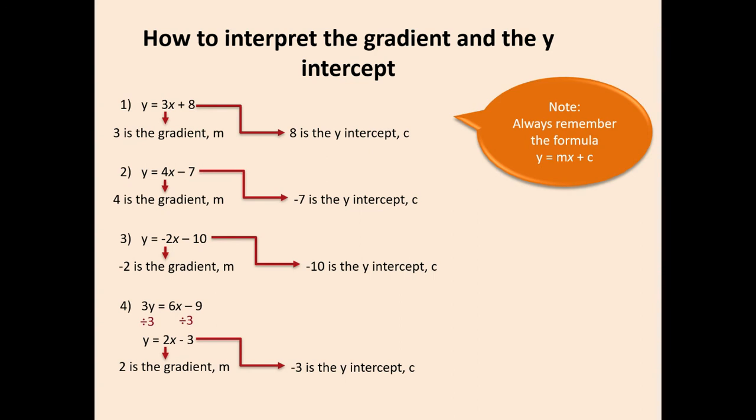Now, this equation here makes it much easier for me to work out what my gradient and y-intercept are, because it's in the form y is equal to mx plus c. So my gradient is going to be the coefficient of x, which is 2, and then finally my y-intercept would be minus 3. Not 3 alone, but minus 3 because there's a minus in front of it.